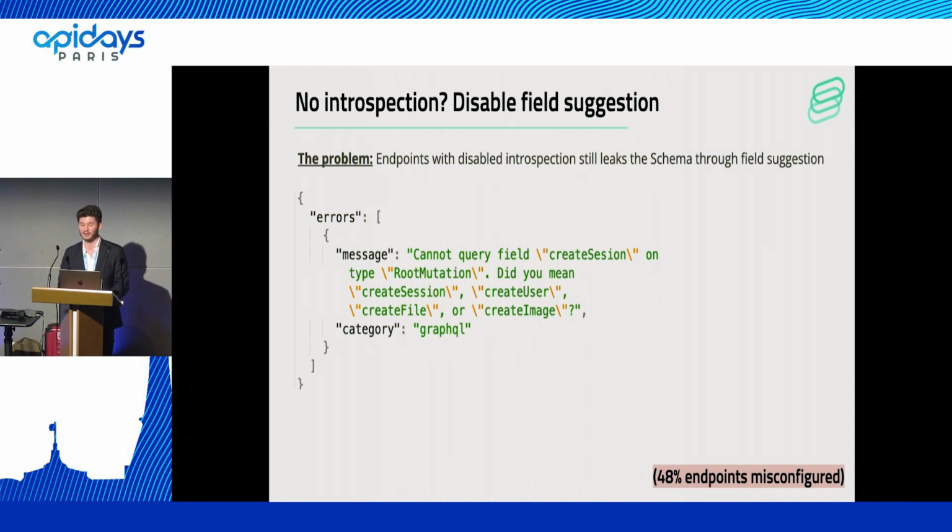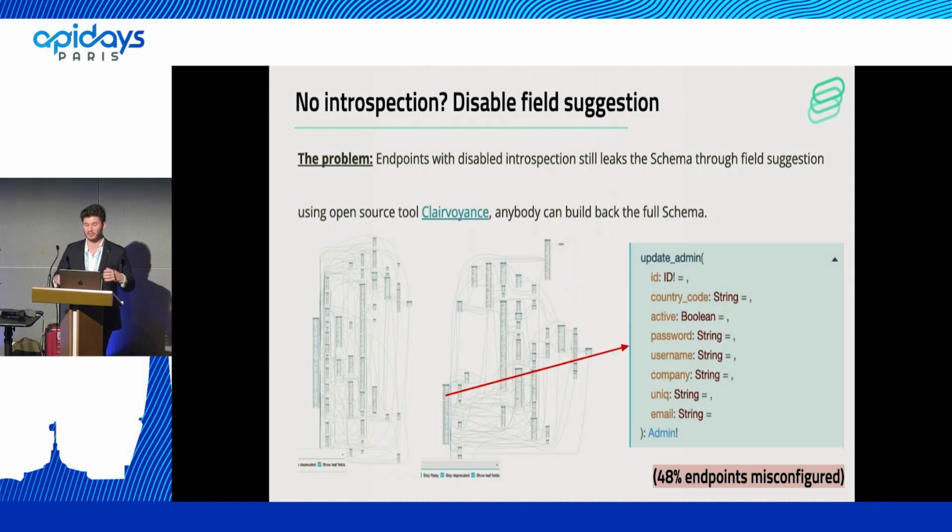An interesting fact about GraphQL and a lot of engines as well is that even endpoints with disabled introspection still leak the schema through field suggestion. Field suggestion is when you type a field in a query with a typo, and the engine tells you back, okay, did you mean this instead of what you typed? But the problem is this is still activated when introspection is deactivated. So by using a smart fuzzing algorithm, you can build back the full introspection.